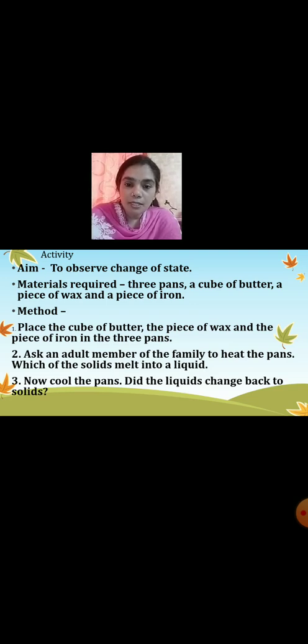So did you try this activity? Yes. Now the butter is heated. Butter is a solid, and when it is heated, it becomes a liquid. Again, on cooling the same butter, it changes into solid.